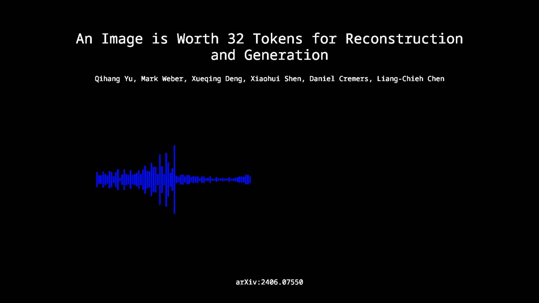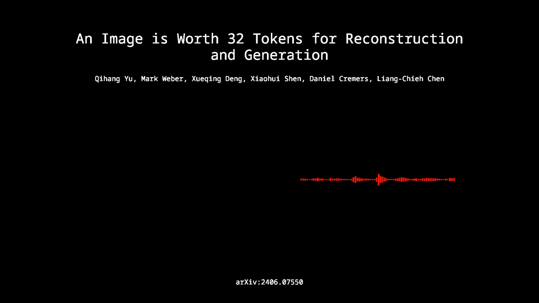They compared TiTok L32 against LDM4, a well-known latent diffusion model. TiTok L32 actually achieved a better gFID score, 2.77 versus 3.60 for LDM4. Better quality and presumably faster.